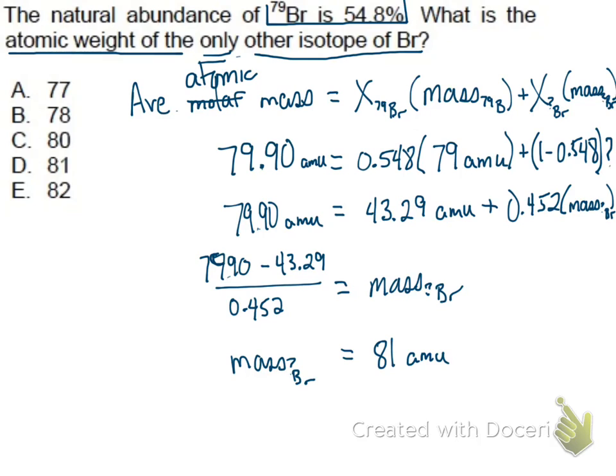Let's just stop and think for one moment about whether or not that makes sense. We see that the average atomic mass that we're being given, that we used here, is 79.9, which is larger than the mass of the known isotope, 79. So that must mean that our unknown isotope has to be more massive than 79. It's 81. That makes sense to me. And so D should be the correct answer.